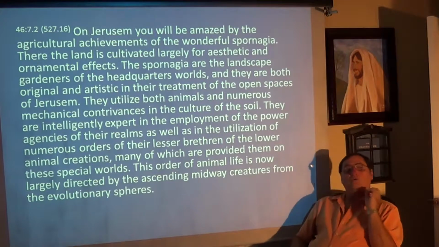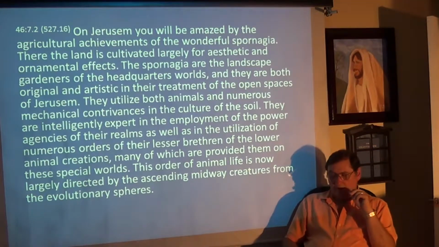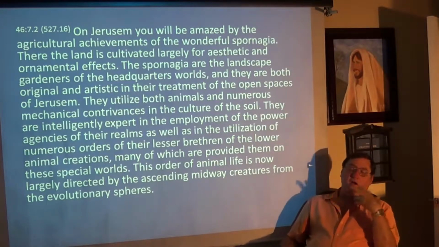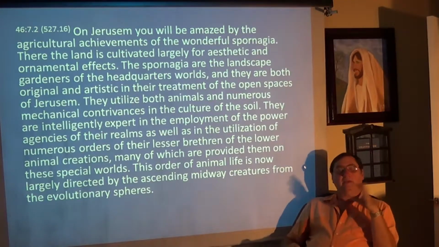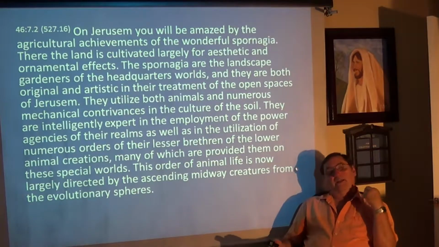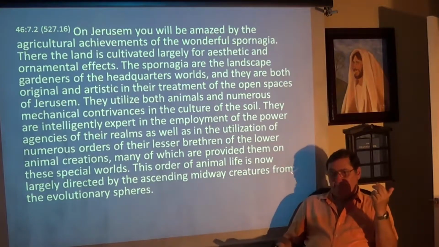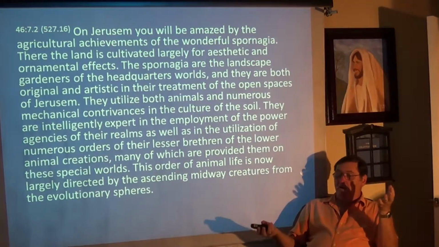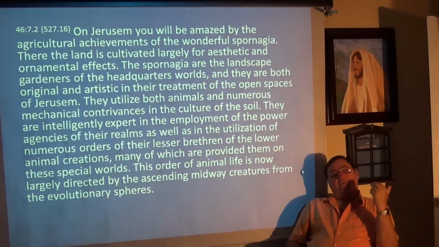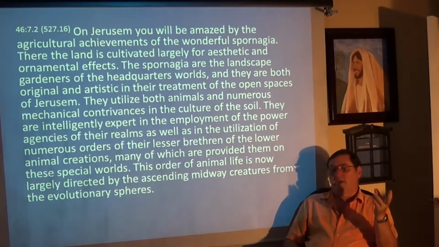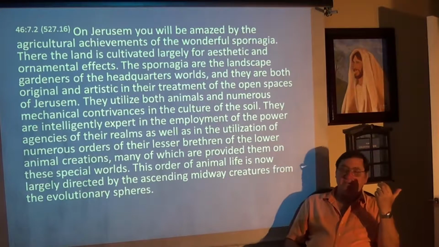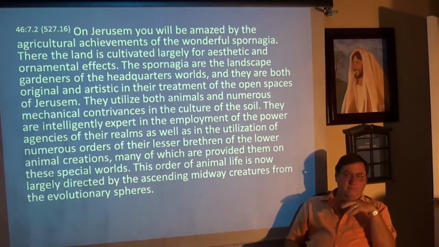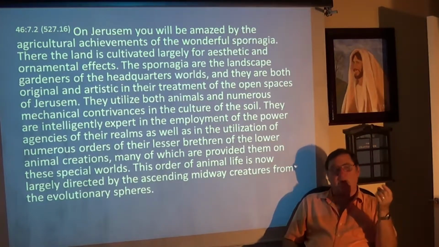Okay, so this is a whole group of beings, the Spornasia, that take care of all the gardening, take care of all the physical work that needs to be done, making things beautiful, that sort of thing. And it's the midway creatures that direct them. Having had so much experience on planets like ours, they want to make it both aesthetic and enjoyable for all types of beings. So of course, midway creatures have spent long periods of time on these planets, so they're the logical beings to supervise the Spornasia.